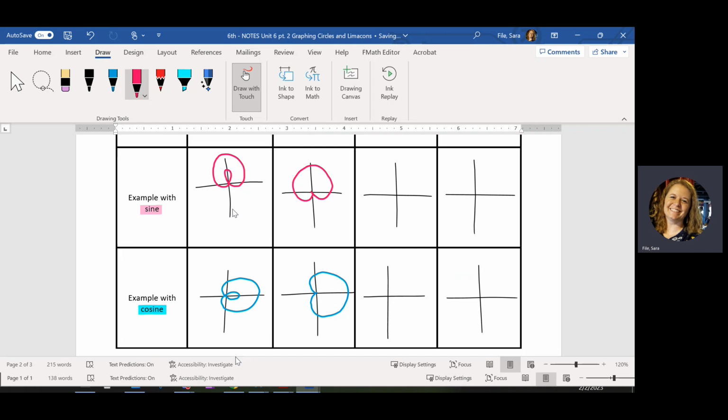A dimpled limacon looks kind of like a bean shape. It's going to come below down here, but instead of how the cardioid comes all the way back into the pole as a point, when it comes back in over here, it's not going to come all the way to the pole. It's going to stay below the pole, and it's not going to be a sharp point. It's going to be a little more curved. So it's going to end up looking something like that. It's got this little dimple in there.